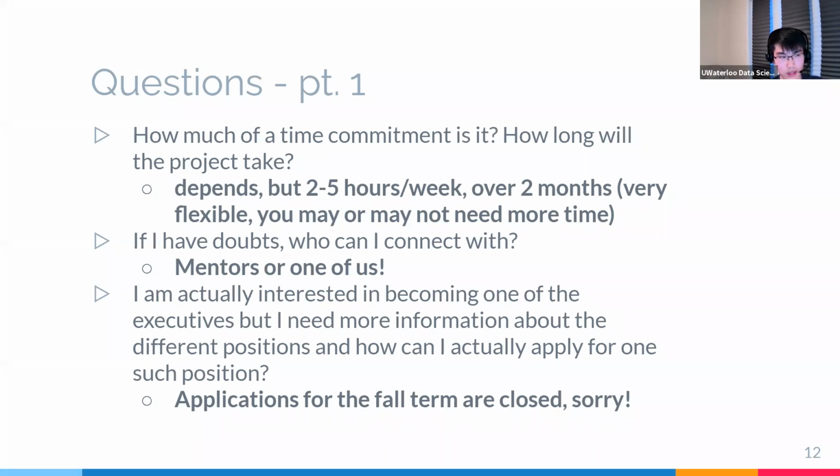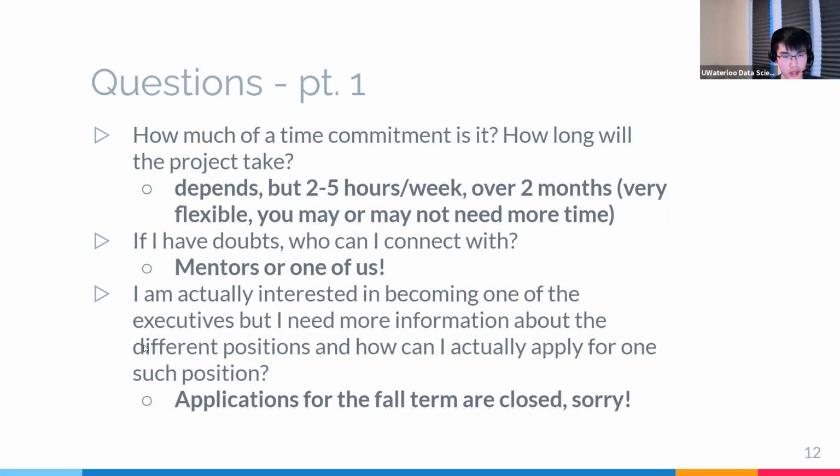So if you have doubts, who can you contact? If you have any doubts about anything, if you're unsure about something project related or in terms of learning related, there are all the mentors and the execs to help you out. We're always here and happy to help.